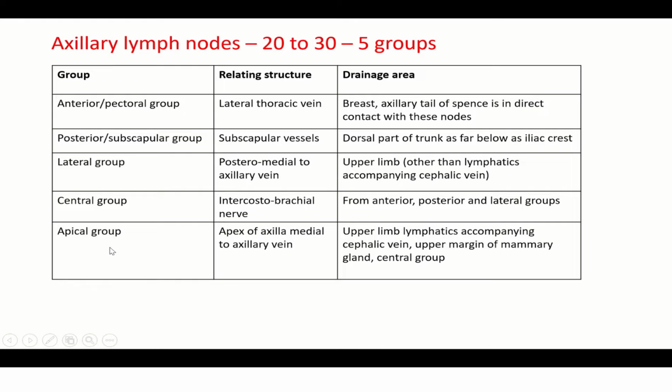The last but not least is the apical group, which is located at the apex of the axilla, medial to the axillary vein. The upper limb lymphatics accompanying the cephalic vein drain directly into the apical group, along with the upper margin of the mammary gland and the central group. So these are the 5 groups of the axillary lymph nodes.